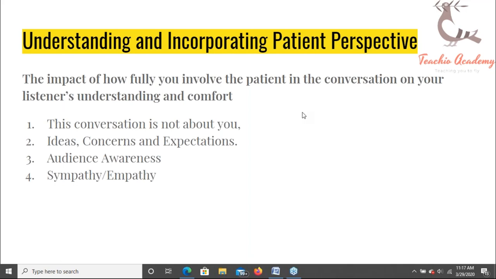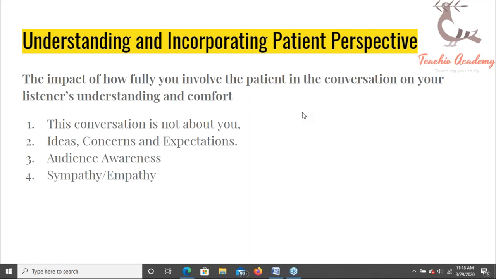So if you are a doctor or a nurse who's not aware of the ideas, concerns, and expectations for this patient, you might walk into the room and give them a very long lecture on what diabetes is and how it affects your insulin levels and how it affects your sugar levels and what the complications might be.